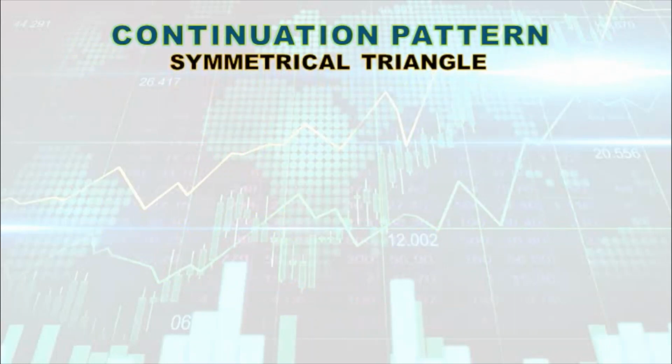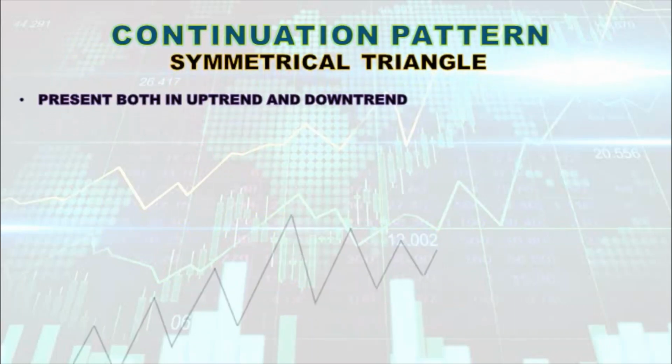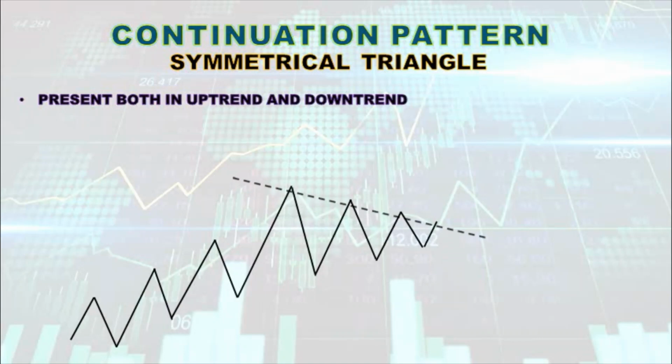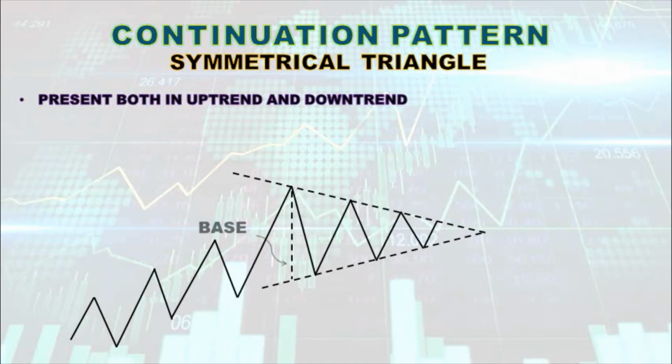This is the classic illustration of a symmetrical triangle. A symmetrical triangle can be seen both in the uptrend and downtrend, and the chances are that the same trend will resume when the price leaves the constraining lines of the triangle. The vertical line at the start of the triangle, called the base, measures the height of the triangle pattern. The point in the future where the two lines of the triangle meet is called the apex.